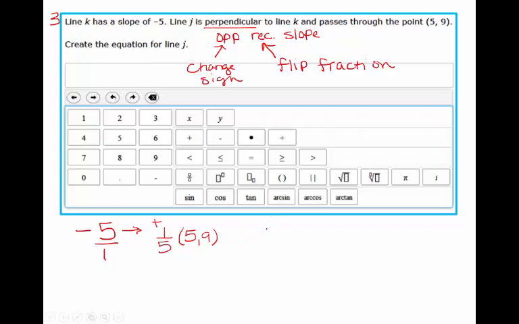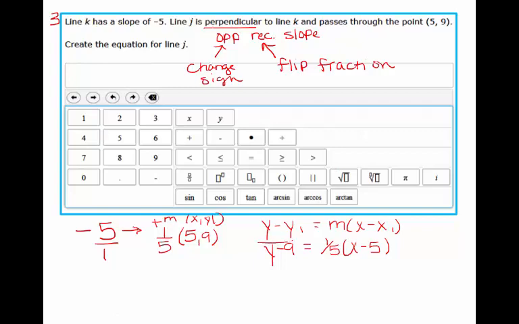If you recall, I think it was back in chapter 3, we had the point-slope formula. So since we have a point and we have our slope, that's going to be the easiest one to use. y minus y1 equals m times (x minus x1). Your point is considered your (x1, y1), and your slope is considered the m, and you just plug in those values. So y minus 9 is equal to 1/5 (x minus 5).